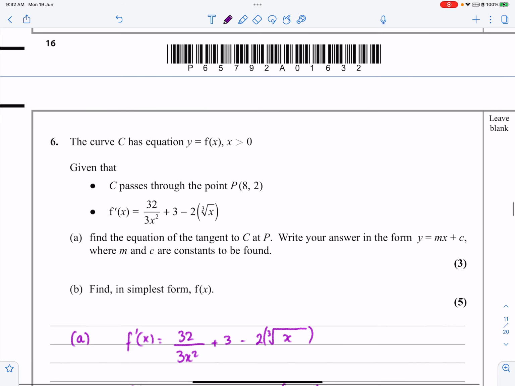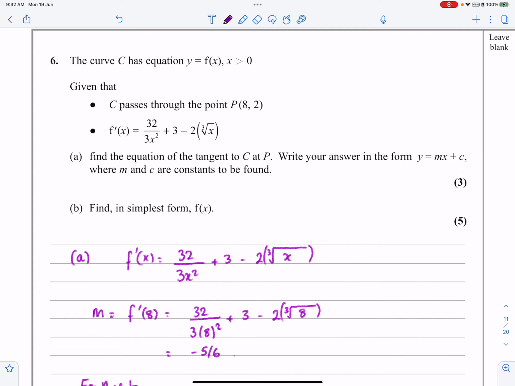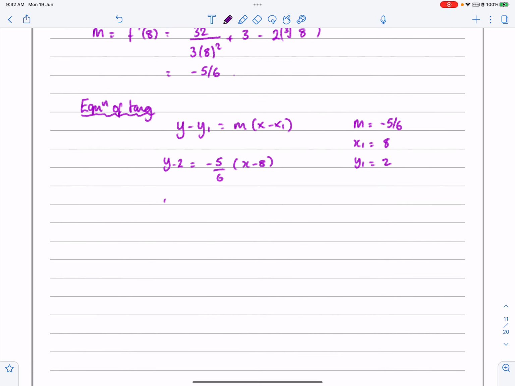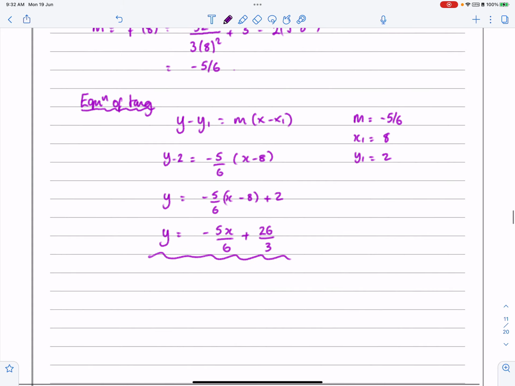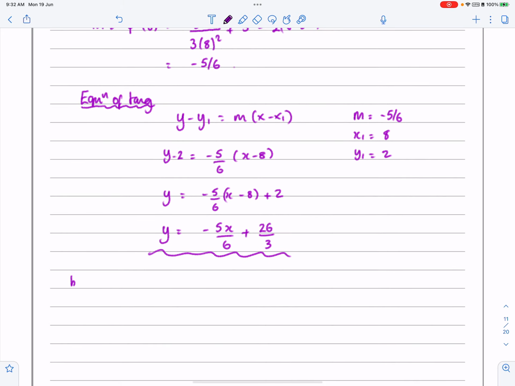And then we just need to rearrange this. And remember what it said a moment ago: put it in the form y equals mx plus c. So y is minus 5 over 6 (x minus 8) plus 2, and then just multiply that out. Minus 5 over 6 x, and then minus 5 over 6 times minus 8 plus another 2 all tidies up to 26 over 3. Just to clarify, it wanted it in that form. If it hadn't, I'd have done it as ax plus by plus c. But no, that's fine. So part A done.